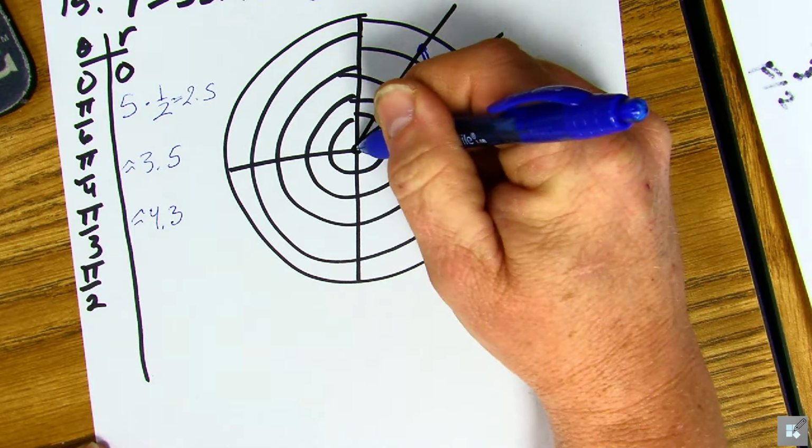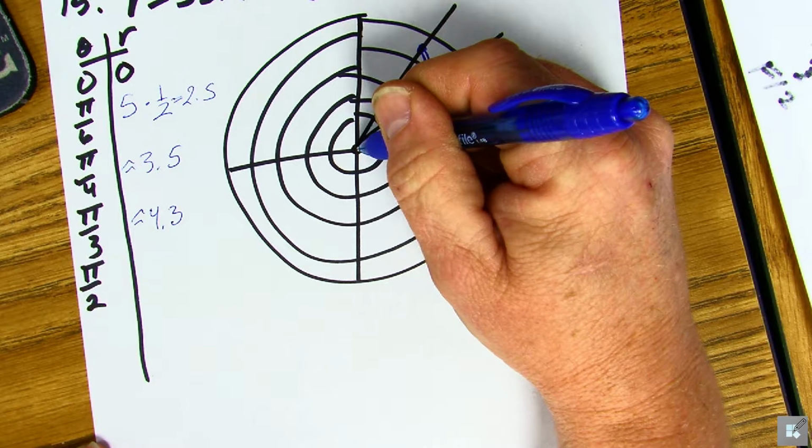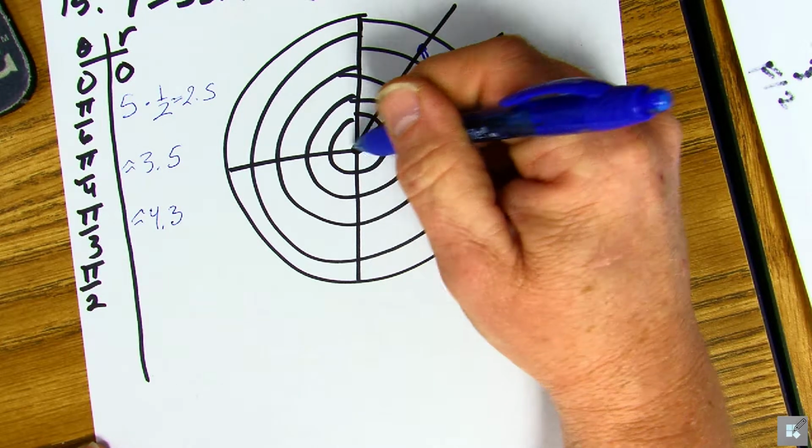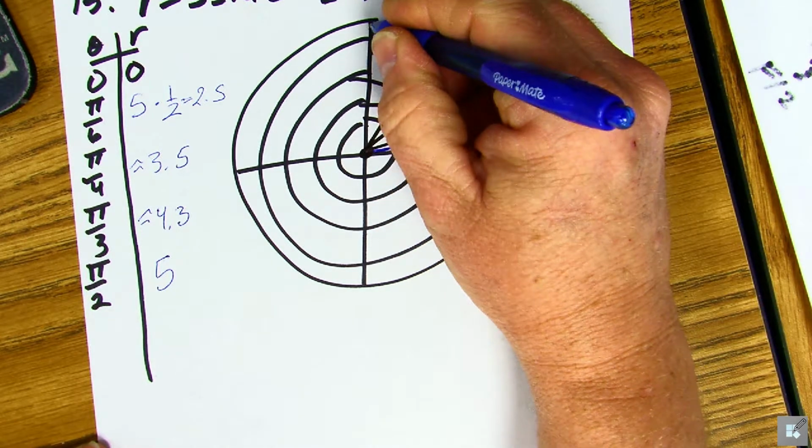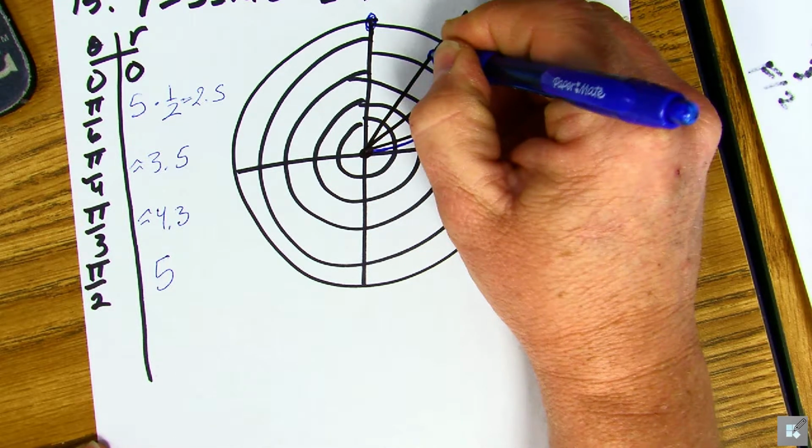Right there. And then at pi over 2, sine is 1. 1 times 5 is 5. So I'm at 1, 2, 3, 4, 5. So I'm here at the top.